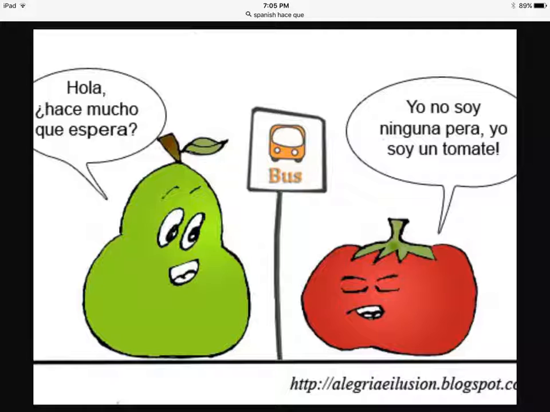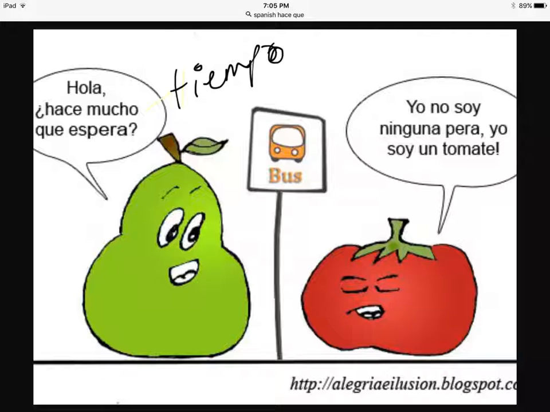I thought this joke was funny. It says, hola, hace mucho que espera. Yo no soy ninguna pera. Yo soy un tomate. Now, this is funny because of a couple of things. It sounds like he's saying, have you been waiting long? Does it make much time? He's assuming that you know that they're talking about time here, so let me write that. Tiempo. Does it make much time that you're waiting?